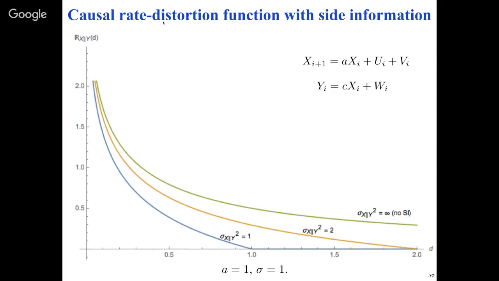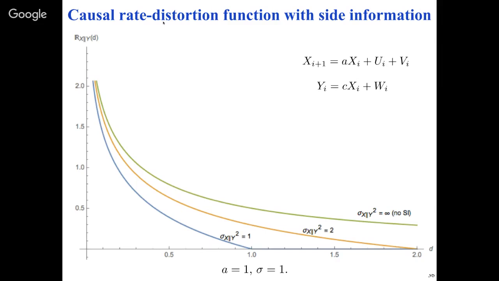Because this process is non-stationary, to achieve any bounded distortion you need to keep sending bits, regardless of how large your distortion is. This is very different from, let's say, the classical rate distortion function, where if your target distortion is greater than or equal to the variance of your source, then you don't need to send any bits. And this is exactly what happens in this scenario with side information, when the decoder has access to this Y.